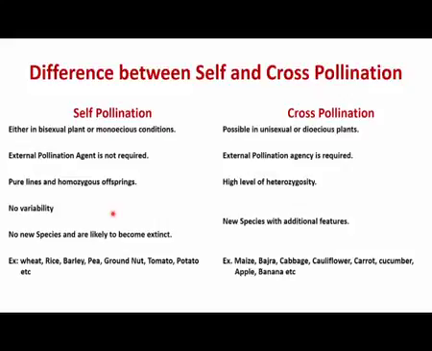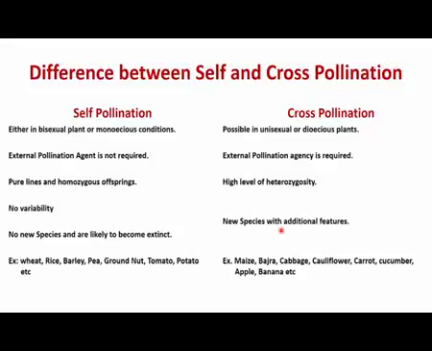So that may make this plant more susceptible to extinction. Whereas in the case of cross pollination, since it is always crossbreeding with newer and newer traits, it could allow the evolution of new species with additional features.